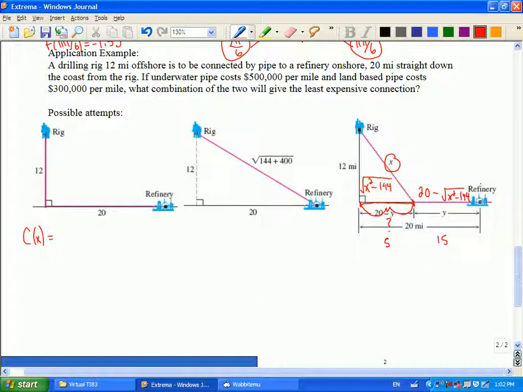So here's my cost function then. x is the amount of pipeline under the water, which is 500,000. So I'll just use 5 to represent hundreds of thousands. 5x plus 3, as in the 300,000 per mile along the land, times 20 minus the square root of x squared minus 144. Okay. So this is going to be, let me just expand this. It'll be easier for us to take a derivative.